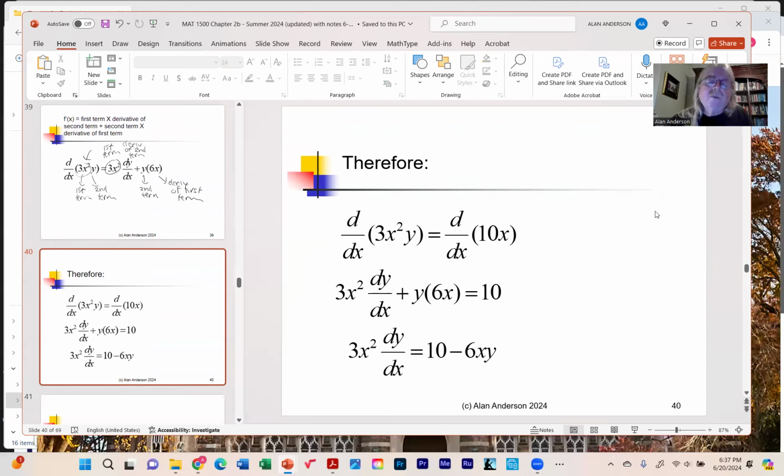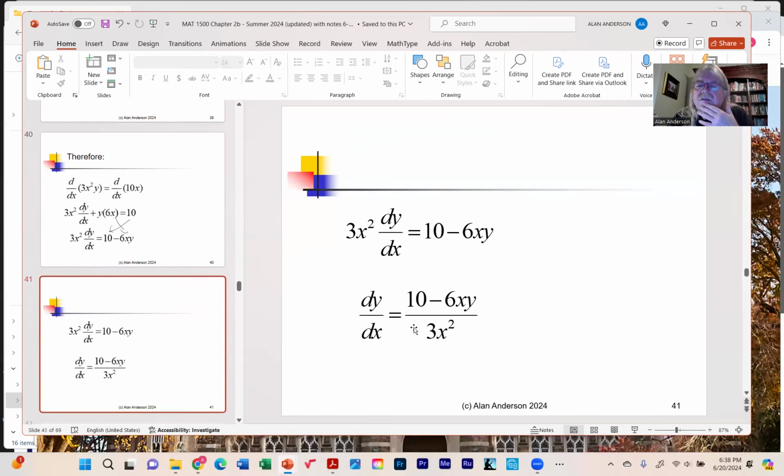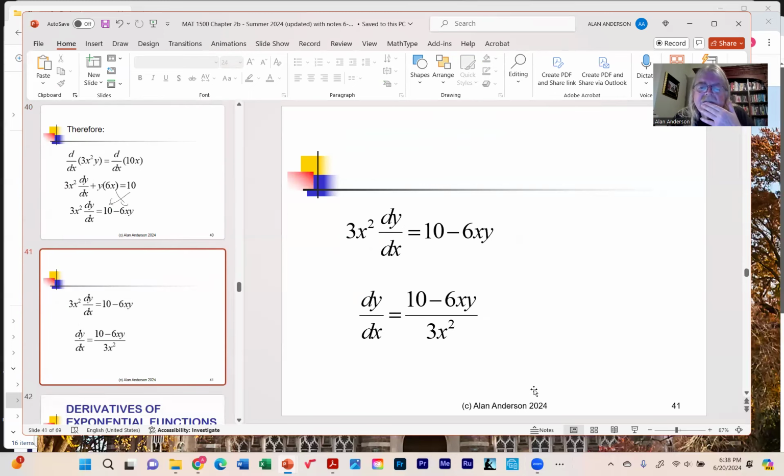So we get all the non-dy/dx terms on the right-hand side. If you notice, I rewrote that as 6xy. That's pretty standard. When you have x's and y's mixed together, you tend to write all the different x's first in decreasing order of exponent. Then you can do all the y's. Alphabetically, x comes before y. So this is pretty much what we're used to seeing. Now, all I have to do is divide both sides by that 3x squared, and I'm done.